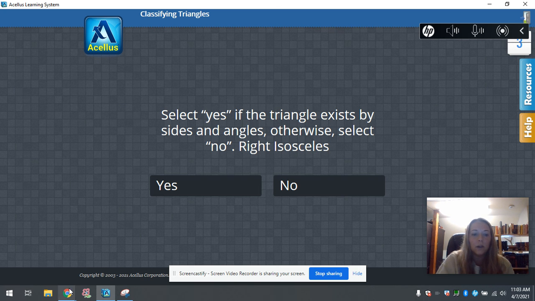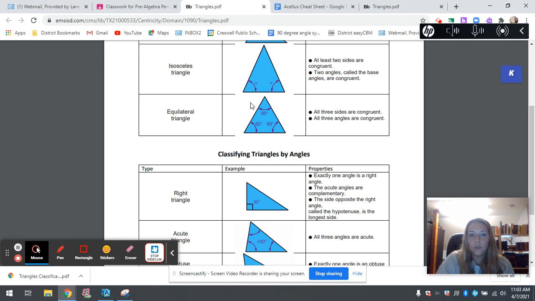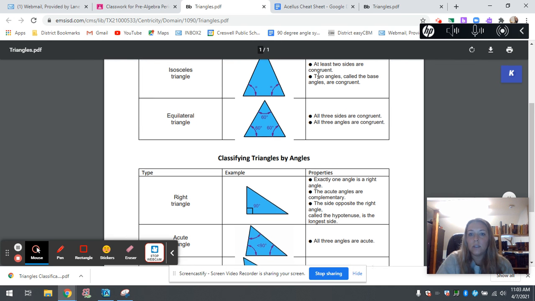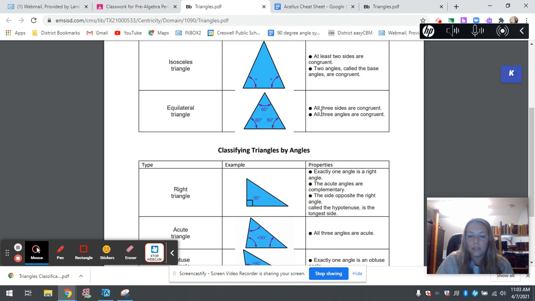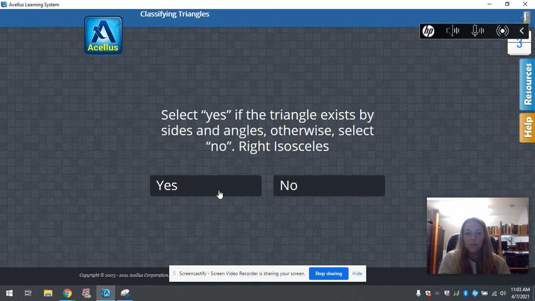Select yes if the triangle exists, otherwise no. A right isosceles. So in an isosceles, at least two sides are congruent, and two angles. It has to have a right angle. If we had a 90-degree angle, could we have two acute angles? Yeah, we could have two angles that are less than 90 degrees.